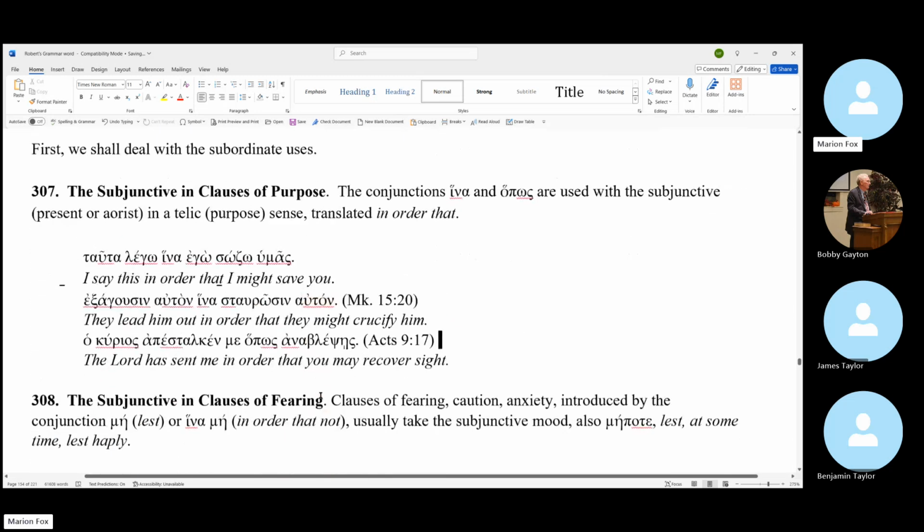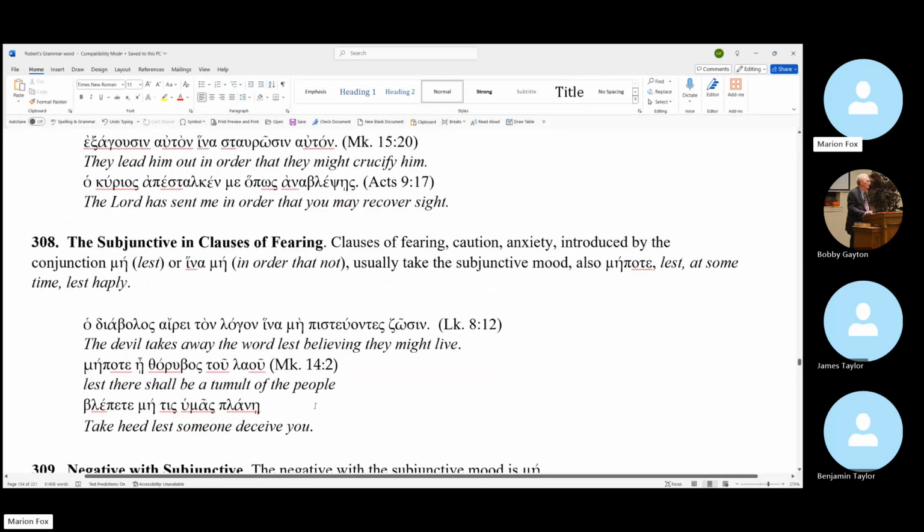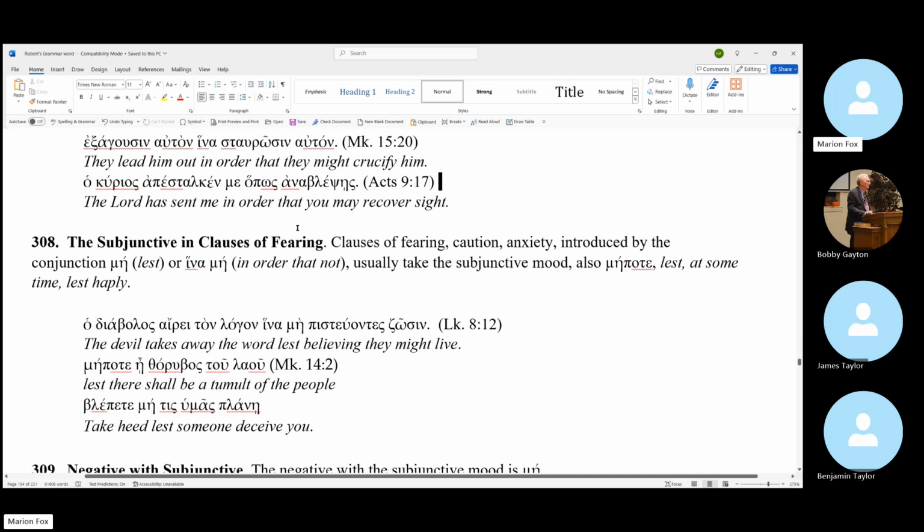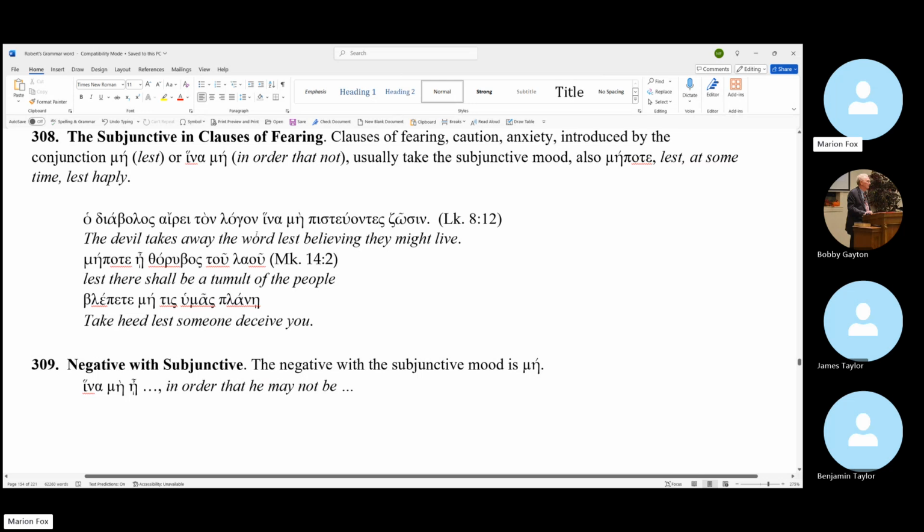See, the subjunctive then has to look in the context to get the meaning of it. All right. And this, of course, is subjunctive here. So we've got the subjunctive mood. Now then, the subjunctive in clauses of fearing or caution or anxiety introduced by the conjunction me, lest, and or hina, in order that not, usually takes the subjunctive mood. Also me pote, lest at some time or lest haply. And so that's translated probably in the King James and American Standard, lest haply, lest at some time.